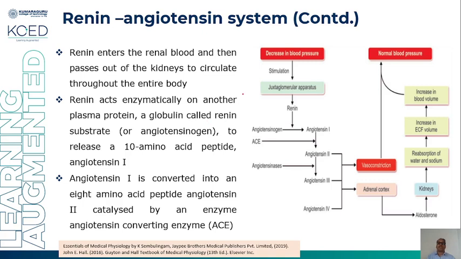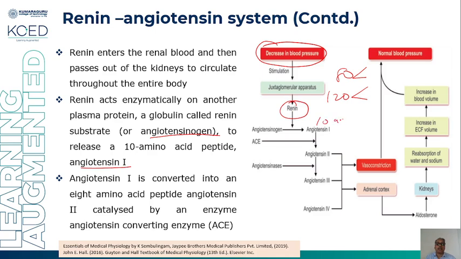So what is the condition? We will see there is a decrease in blood pressure. The blood pressure is decreased below 80 and below 120. We have to elevate the blood pressure. We want to increase the blood pressure. So now what happens? Automatically angiotensinogen will be converted to angiotensin 1 in the presence of enzyme renin.